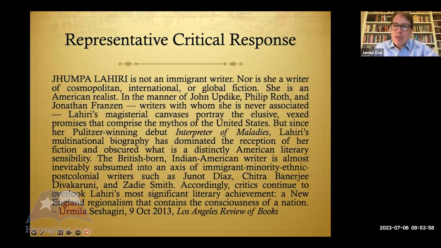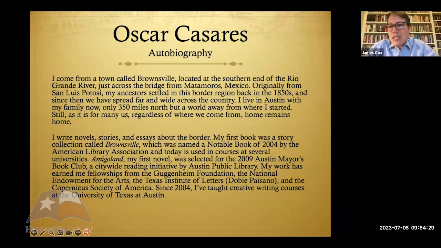And then I wanted to share with you a representative critical response of her, talking about Jhumpa Lahiri not being an immigrant writer. I'm not going to read this entire critical response, but this is a way to introduce students to Lahiri, to talk about the tension about how to categorize her. Is she an immigrant writer, or is she a regionalist, as this particular literary critic claims? And of course, regionalism, I think, helps us to think a little bit about Oscar Casares.